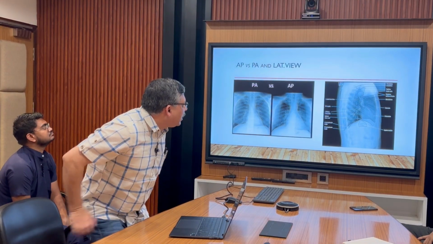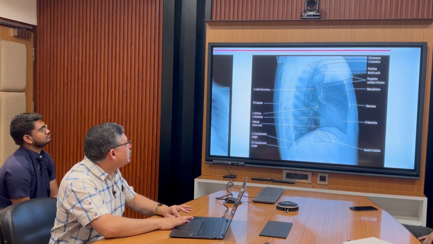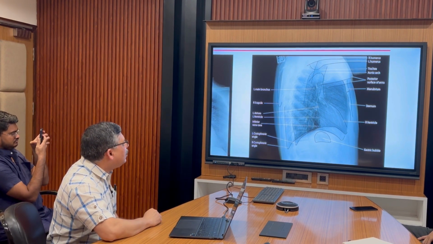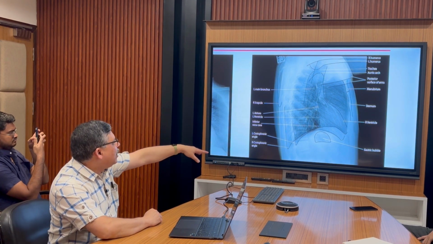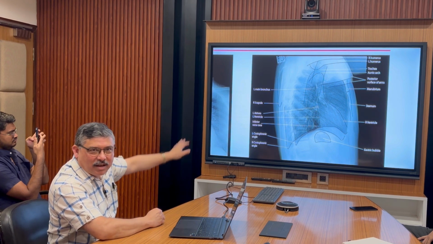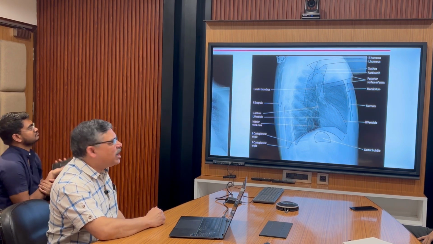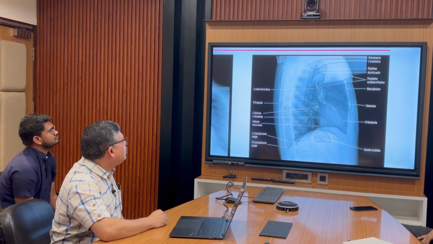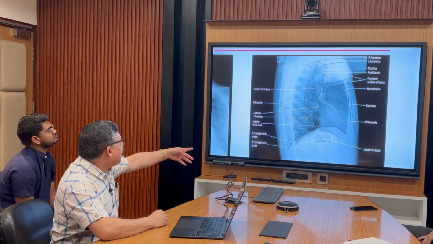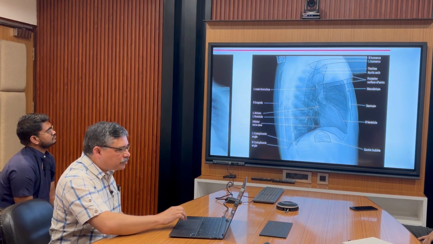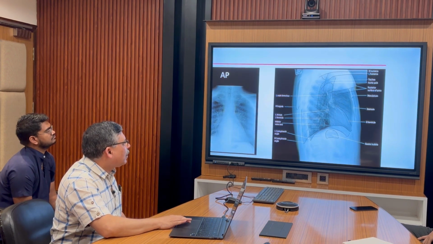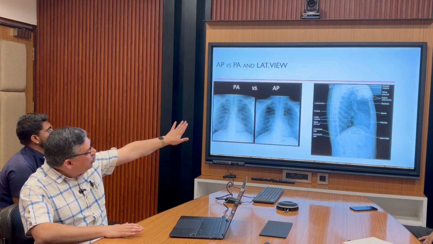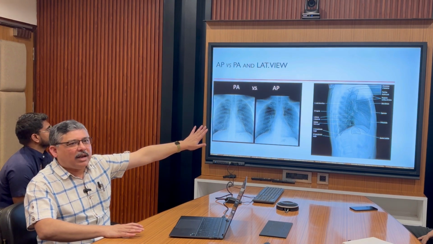So this is a lateral view X-ray. You see the spine, the heart, the hila. I will show you another X-ray of the lateral view. You can make out everything, the aortic arch and everything. Okay, so these are the left and right costophrenic angles. So this is PA versus AP view, and this is a lateral view X-ray.